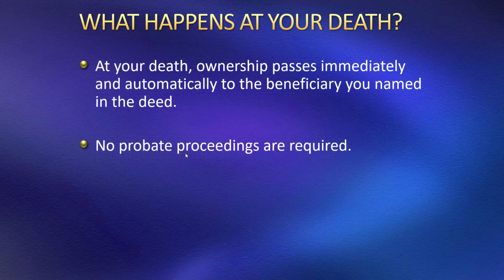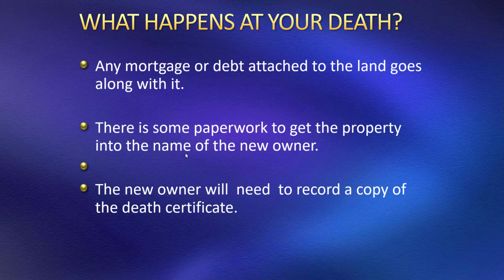What happens at your death? At your death, ownership passes immediately and automatically to the beneficiary you named in the deed. No probate proceedings are required. Further, any mortgage or debt attached to the land goes along with it. There is some paperwork to get the property into the name of the new owner. The new owner will need to record a copy of the death certificate.